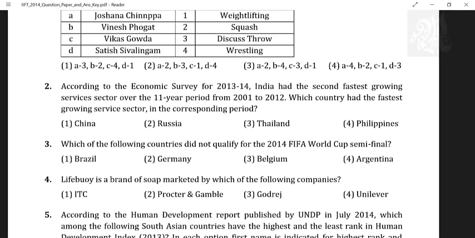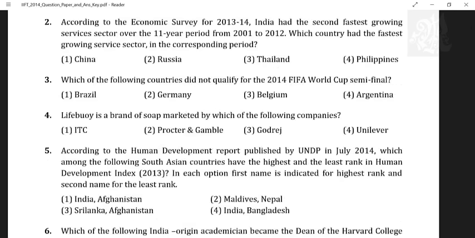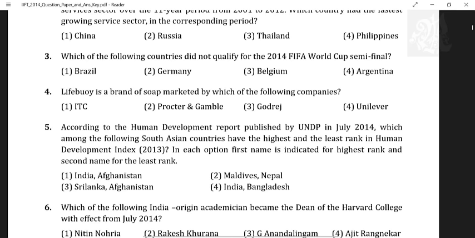Now, according to the economic survey, India has the second fastest growing rate. Which country has the fastest growing rate? China, obviously. Which country did not qualify for 2014? Belgium. Lifebuoy is a brand of soap marketed by which company?